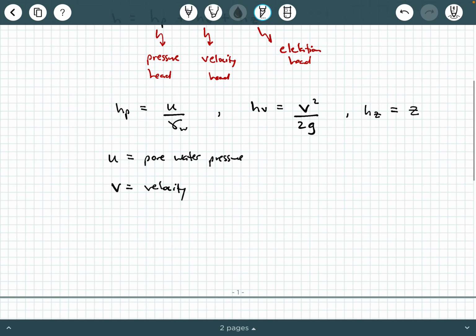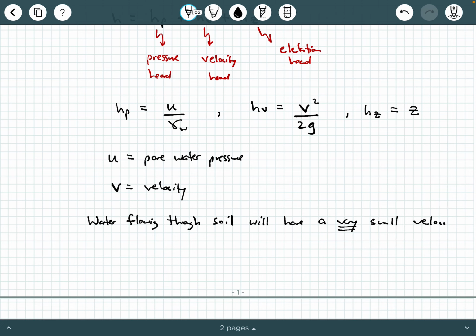Now, when we think about water flowing through soils, the velocity is going to be very small. So let's make a note of that, okay? Water flowing through soil will have a very small velocity, which is V, okay? And because of that, water flowing through soil will be laminar, okay? So we're going to make a note here, this is laminar flow, all right?